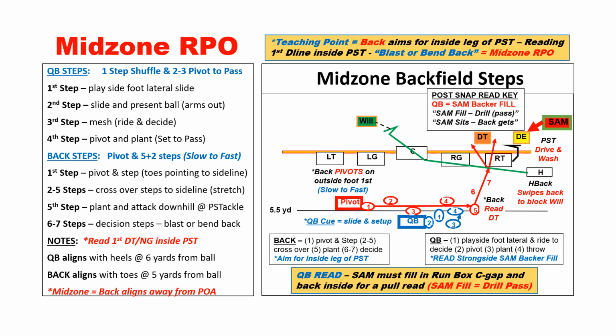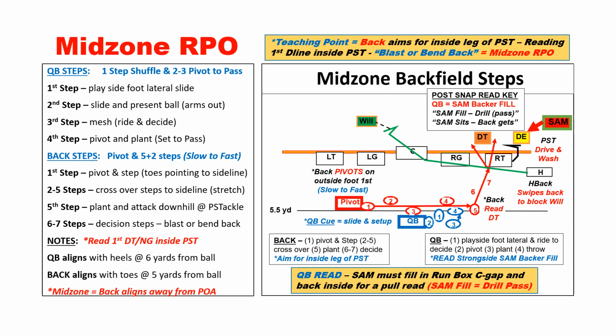Just like the O-line play, our backfield action for mid-zone is overlearning with our stretch zone. Again, the back will pivot, take 5 steps straight to the sideline just like stretch zone, but now his point of attack on his 5th step will be the inside leg of the tackle, heading straight downhill and reading the first down lineman inside that play side tackle. You can see the H-back again swiping back to block the Will.